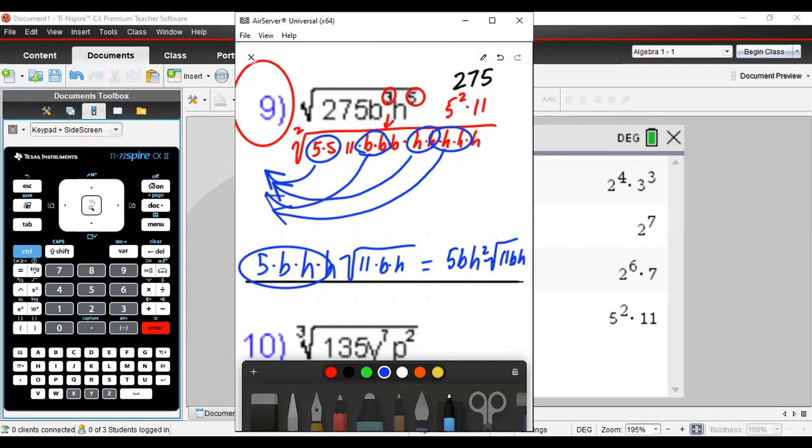If you're doing a square root, you're going to be looking for pairs of numbers or pairs of variables. If you're doing the cube root, you're going to be looking for groups of 3 numbers or 3 variables. Any group that you find, you can pull outside the radical, and you're just multiplying those. Whatever you cannot find groups for remains inside the radical. And basically, that's how you simplify it.